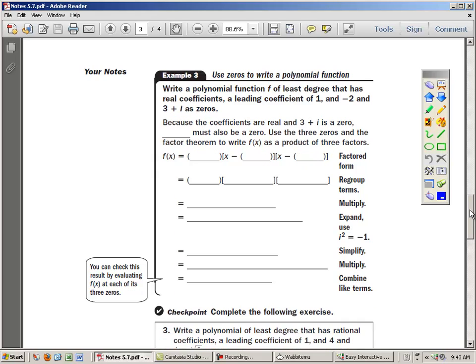So we're going to talk about building a polynomial function now. It says use zeros to write a polynomial function. Write a polynomial function of the least degree possible that has real coefficients, a leading coefficient of 1, so that means that the first term is 1x to the something. And it has negative 2 and 3 plus i as zeros. So we want the least degree that's possible with that.